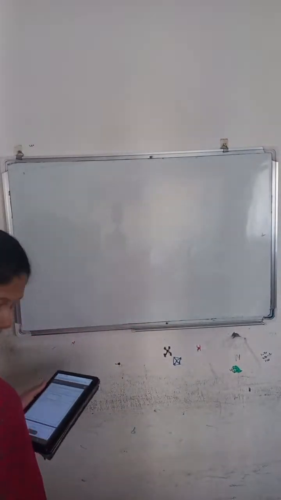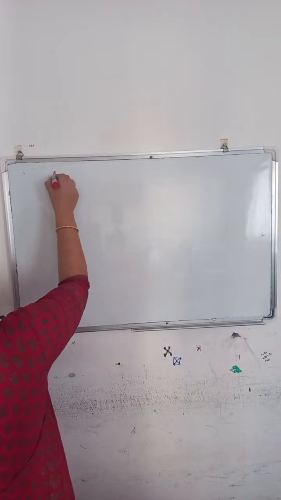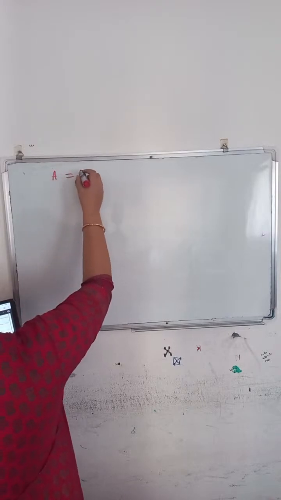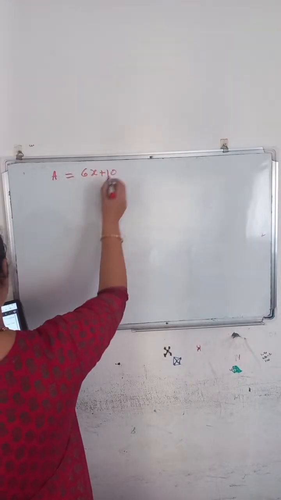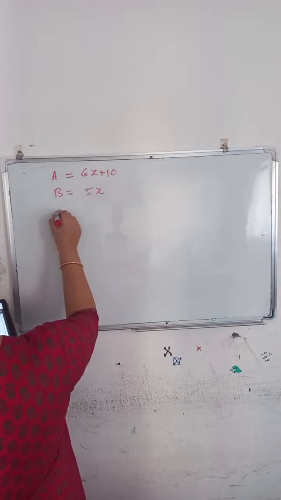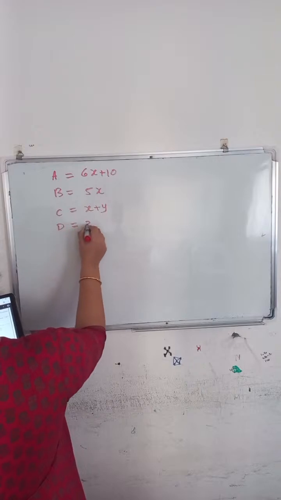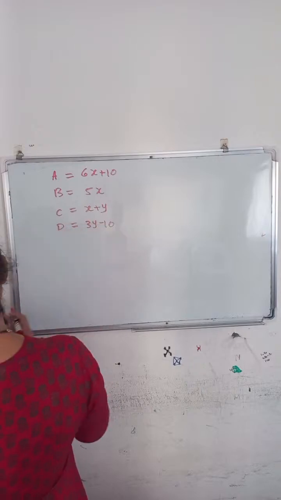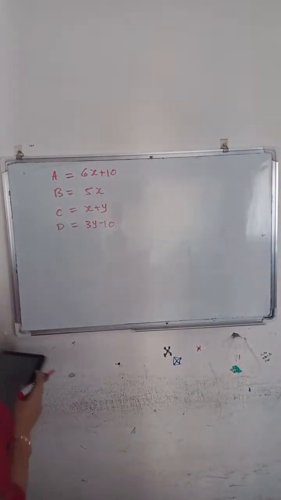And here the angles are given. Angle A is equal to 6x + 10. Angle B is 5x degrees. Angle C is x + y, and angle D is 3y - 10. Okay, find the value of x and y. And here they give options.